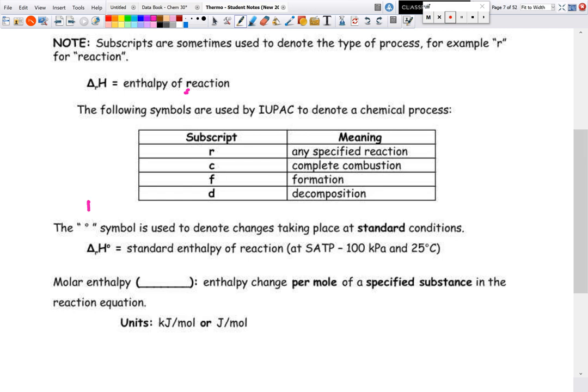Now, sometimes you might see a little circle above there as well. So this means that it takes place at standard conditions. So you might see delta R H naught. And this just means the standard enthalpy change of a reaction, right? And standard just means STP, 100 kPa, and 25 degrees Celsius. Now, the other thing we're going to get is something called molar enthalpy, which is designated H. So notice that it's not change in enthalpy, it's not delta H, it's just H. But this is still a change in enthalpy per mole of a specific substance. So our units, for the most part, are kilojoules per mole.